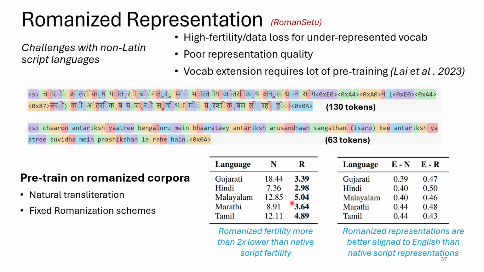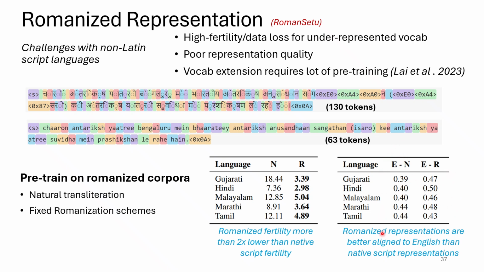For Malayalam, it drops from 12 to 5. So you can see that there is more than 2x and sometimes even 3, 4, 5x drop in the fertility depending on the language. Not just that, but the representation similarity between the English data and the corresponding Hindi data is higher for Romanized script compared to the native script.